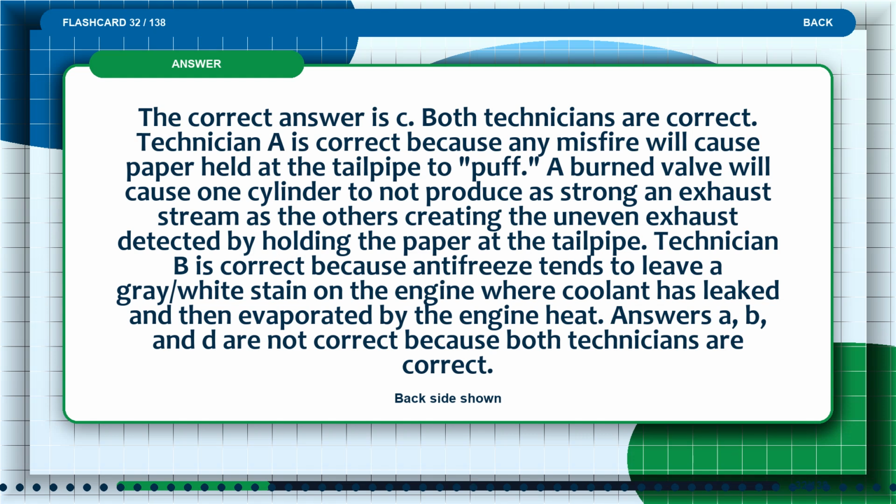The correct answer is C. Both technicians are correct. Technician A is correct because any misfire will cause paper held at the tailpipe to puff. A burned valve will cause one cylinder to not produce as strong an exhaust stream as the others, creating the uneven exhaust detected by holding the paper at the tailpipe. Technician B is correct because antifreeze tends to leave a gray/white stain on the engine where coolant has leaked and then evaporated by the engine heat. Answers A, B, and D are not correct because both technicians are correct.